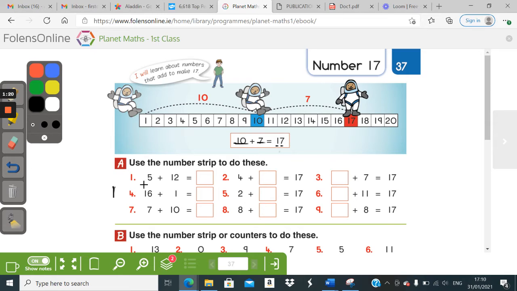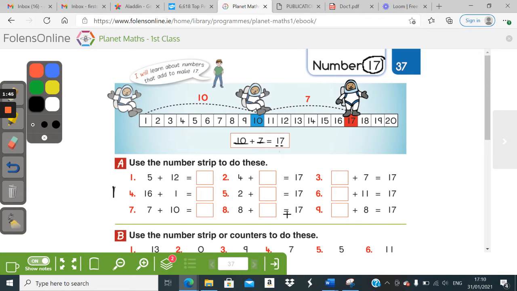After that, you have 9 number sentences. 3 are addition and 6 are missing number. The addition ones should be straightforward. This page is on the number 17, so there's no prizes for guessing what the answers are to number 1, 4, and 7, although if you're not sure, use the number line to help you. 2, 5, 8, and 3, 6, and 9 are missing numbers.